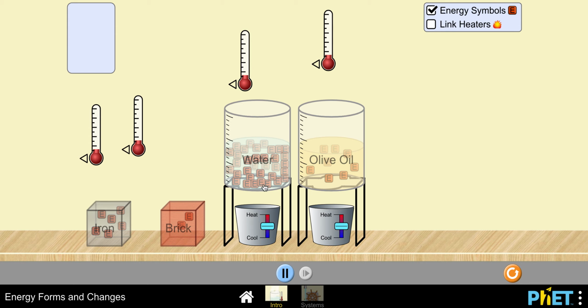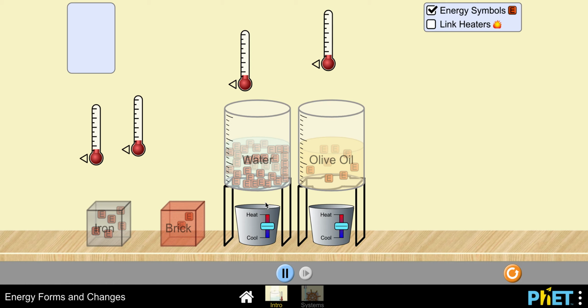We can see that water has a lot more of these little E's representing more thermal energy than the olive oil. Olive oil has a lot less. So even though they have the same temperature, water contains more thermal energy. And the same is true here. Iron has more thermal energy than the brick. And so what that means is that iron has a higher specific heat capacity than the brick, and water has a higher specific heat capacity than the oil.